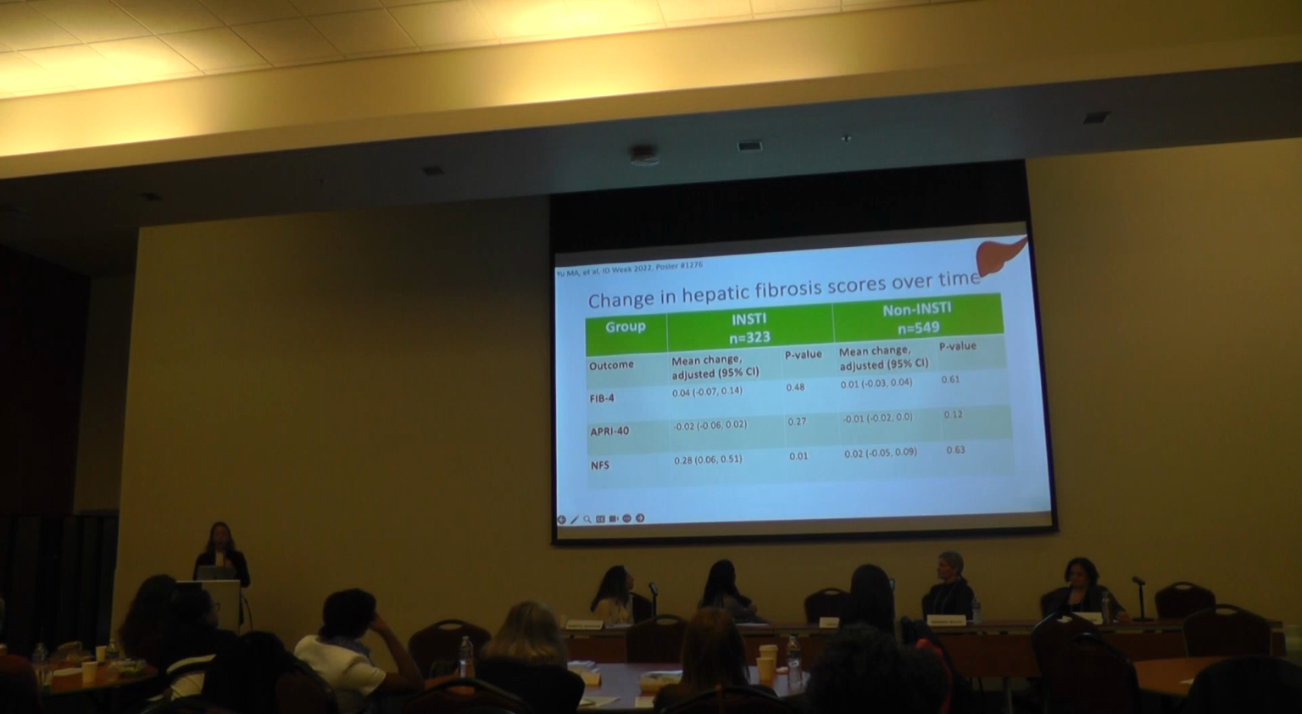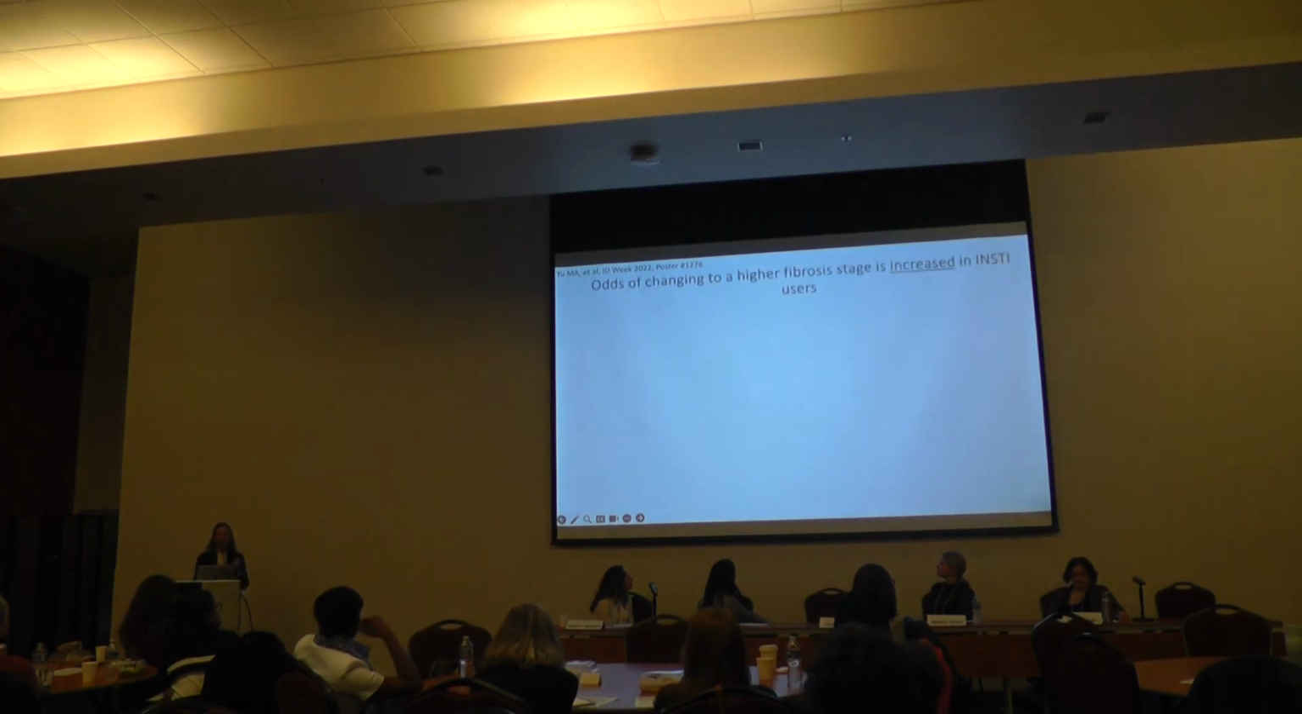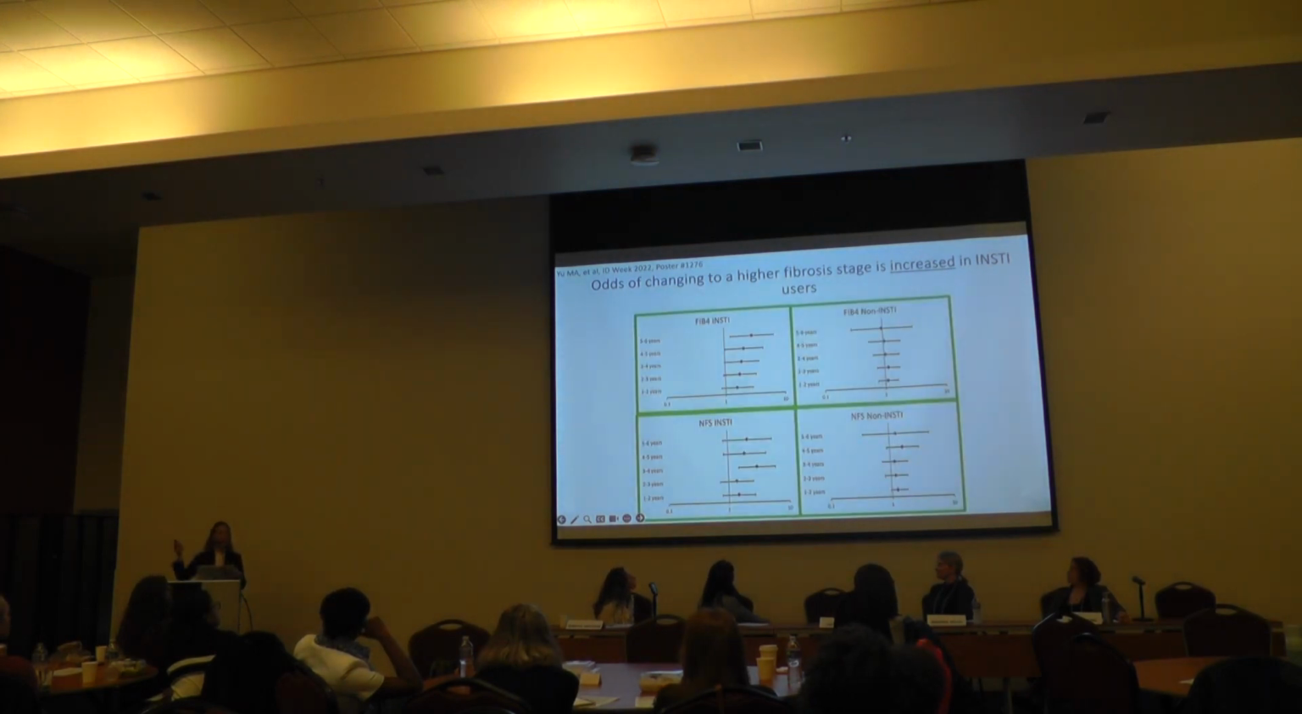When we looked at the changes in fibrosis scores over time, interestingly, the only one that increased was the NFS score, and it only increased in the INSTI group. We hypothesized that that was because it was the only hepatic fibrosis score that actually incorporates BMI into its calculator. But we don't typically use the hepatic fibrosis scores as continuous variables in the clinical setting. We use cutoffs. So we looked at the odds of changing to a higher fibrosis stage over time, and we found that this was increased in INSTI users for FIB-4 and the NFS scores, whereas the non-INSTI users were very stable; they didn't really shift categories for either of those scores.